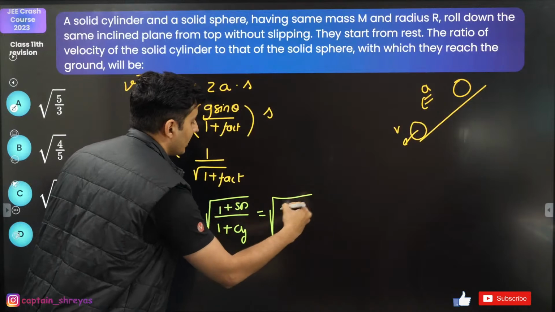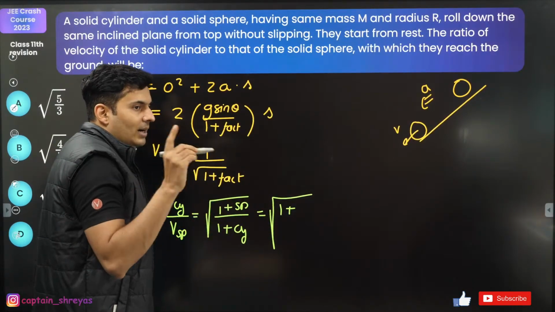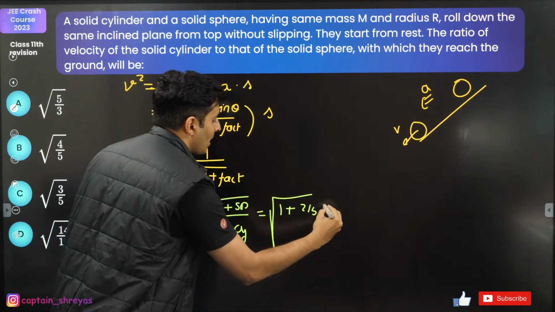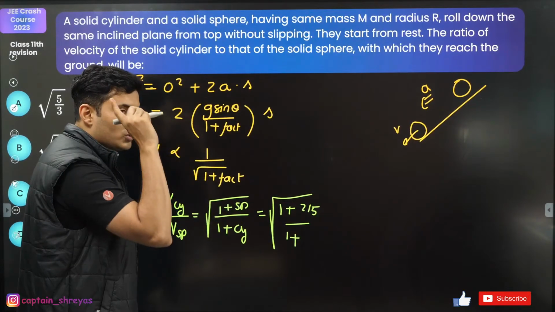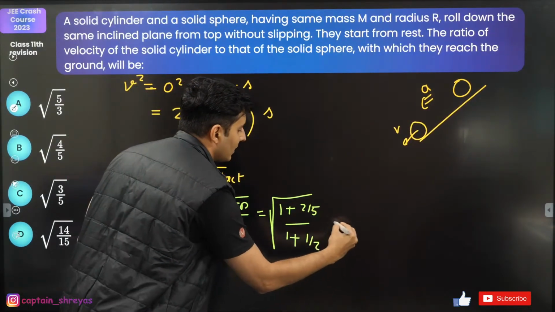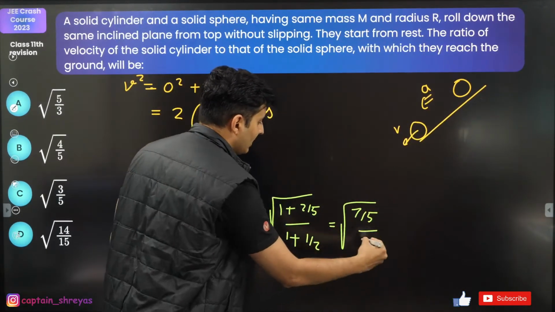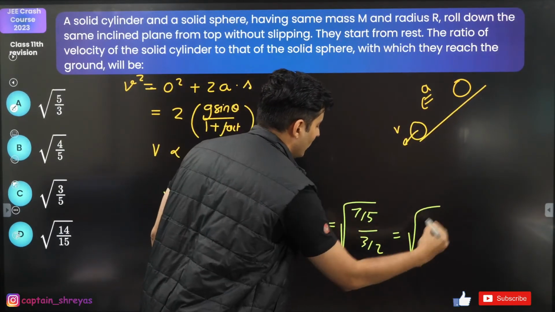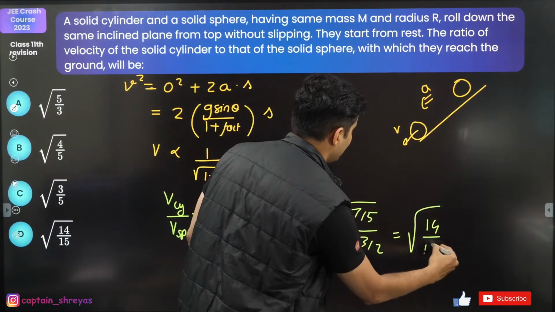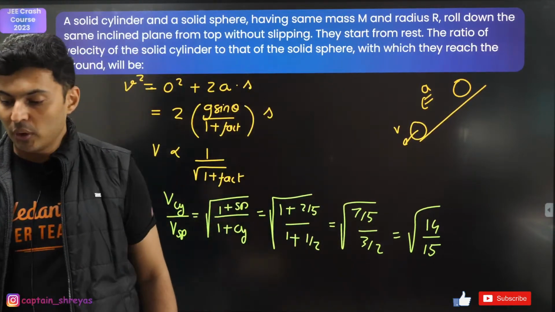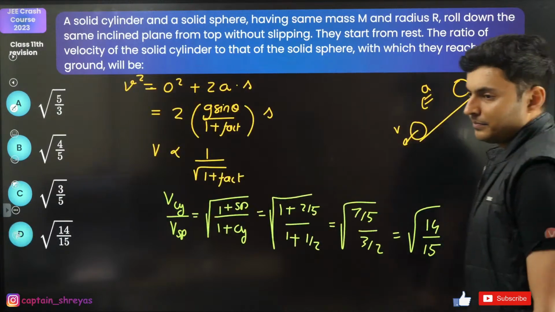That's all. So what is this factor which comes in the formula of moment of inertia? For the solid sphere it is 2 by 5 mr square, so the factor is 2 by 5. For the solid cylinder, the moment of inertia is mr square by 2, so half is the factor. So this will become root of 1 plus 2 by 5, which is 7 by 5, upon 3 by 2. So this will become 7 2s are 14, 5 3s are 15. 14 by 15, root. That is the answer.